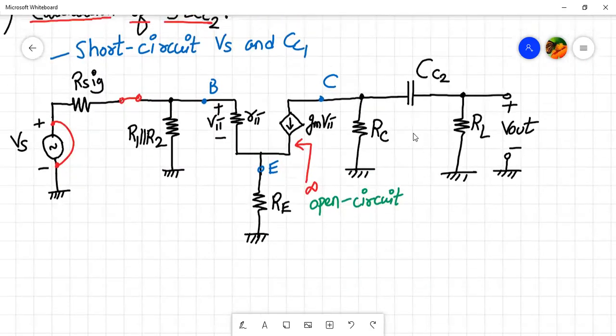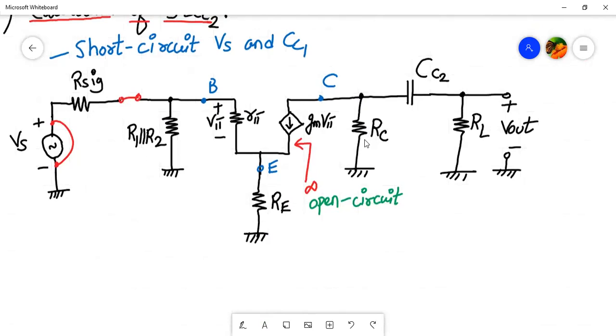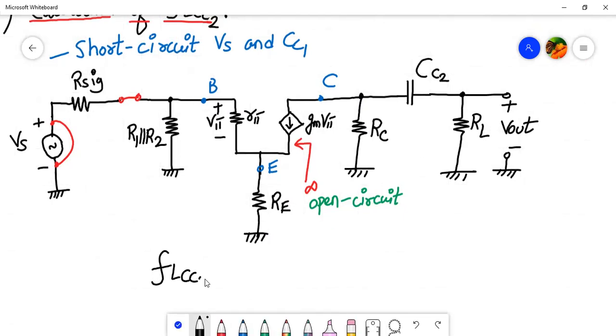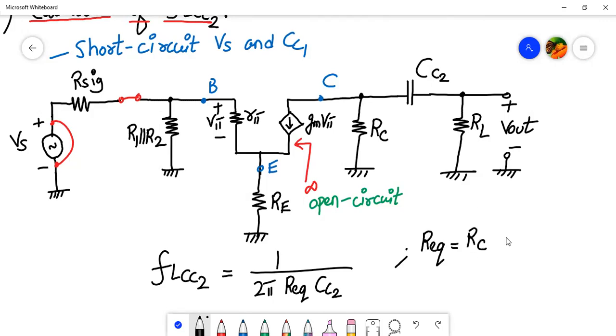Very simple. We have on the right hand side of the capacitor RC. On the left hand side we have RC. Right hand side we have RL. So how can we write this formula? FL of CC2 will be 1 upon 2 pi R equivalent into CC2. And what is R equivalent over here? R equivalent is RC plus RL. Remember, it's not parallel, it's RC plus RL.